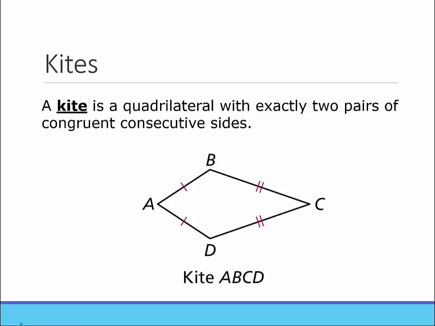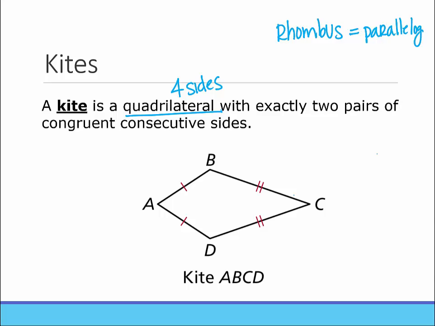A kite is a quadrilateral with exactly two pairs of congruent consecutive sides. So remember, a quadrilateral has four sides. But the difference between a kite and a rhombus is that a rhombus, remember, is a parallelogram. For a kite, it's just a quadrilateral. It has four sides. It says nothing about sides being parallel anywhere. So here's a kite. You have two pairs of congruent consecutive sides.